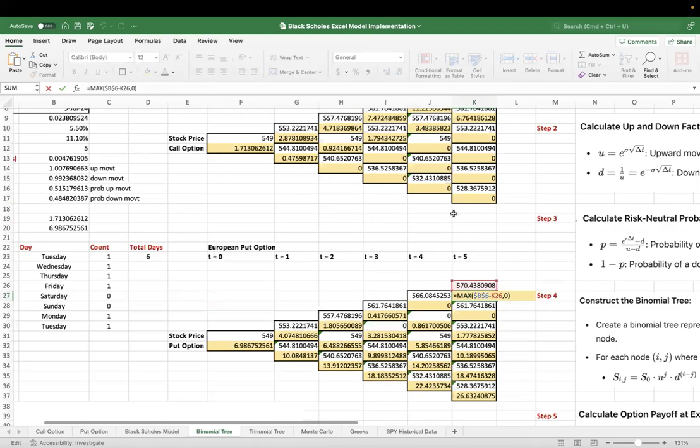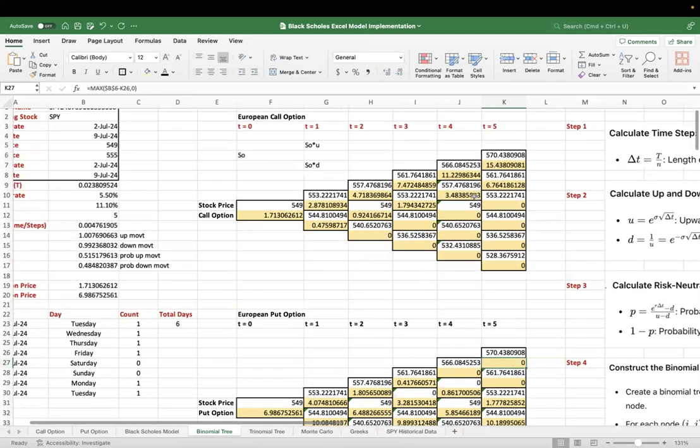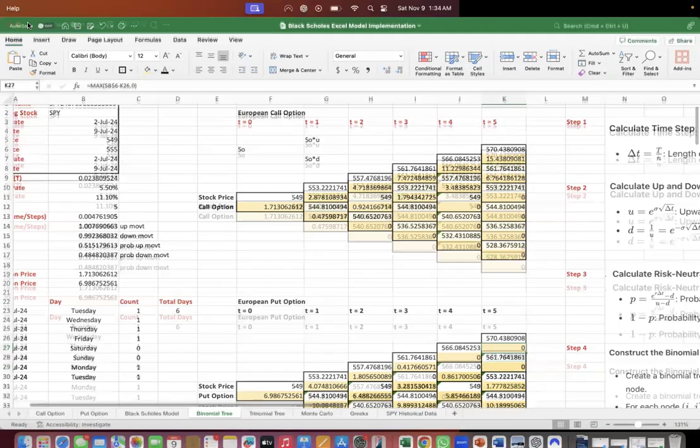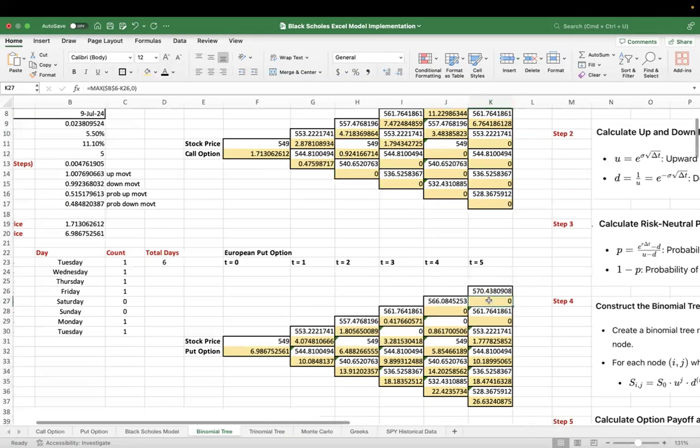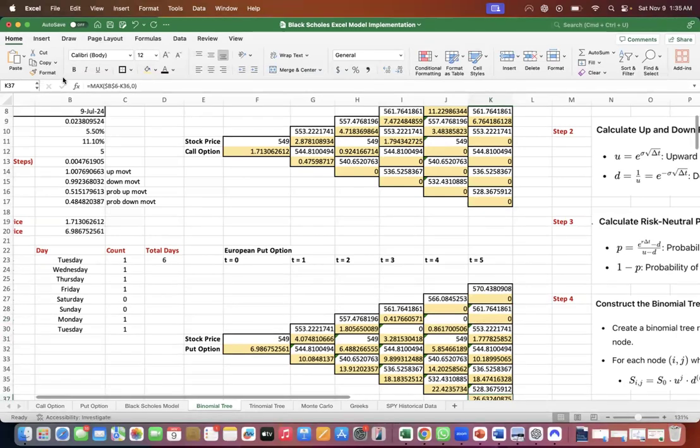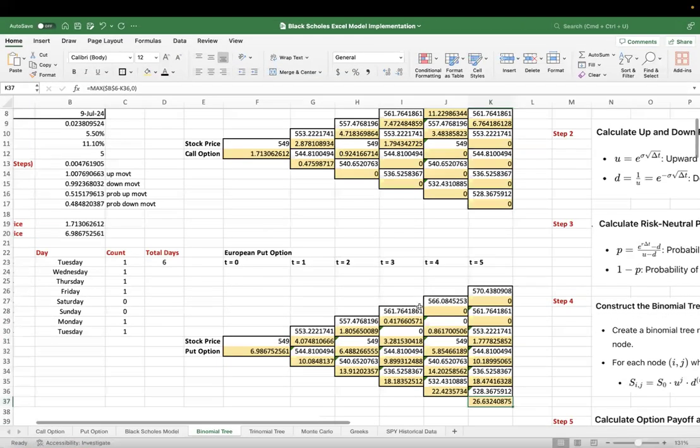So if you all remember, for call option we were using maximum of ST minus K comma 0, but for put option we'll use maximum of K minus ST comma 0. We use this formula at the maturity, and when you back propagate it, that's where you'll use the formula that we derived using the derivation.